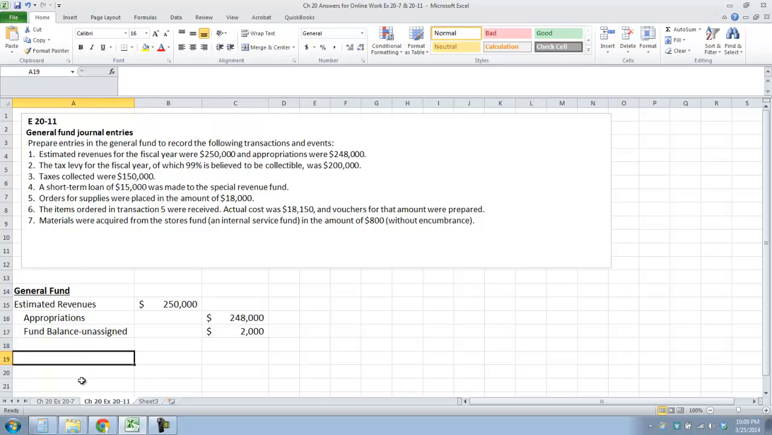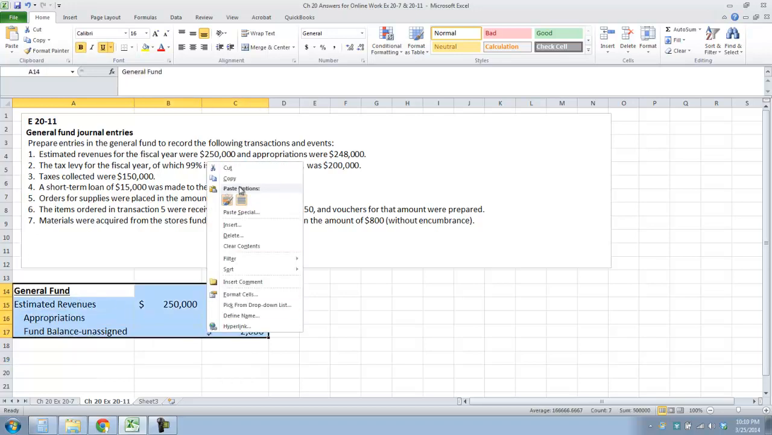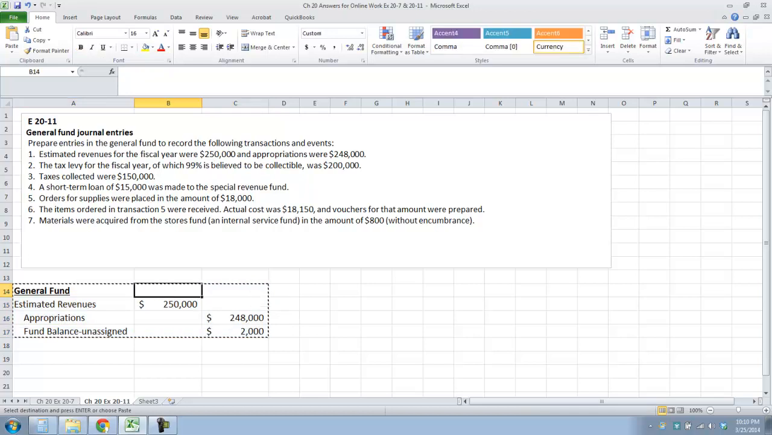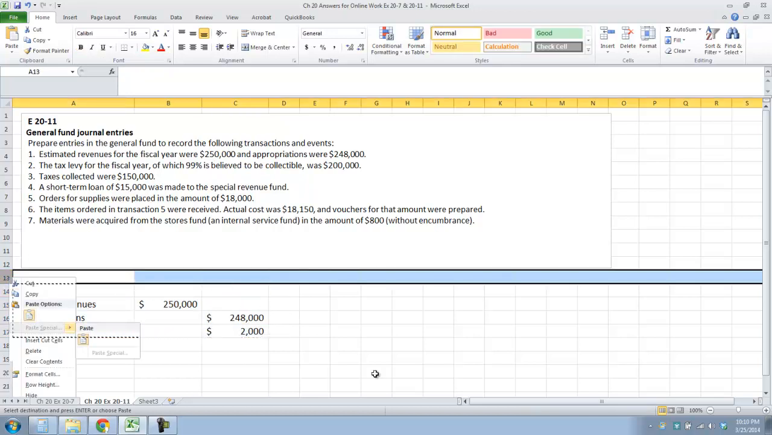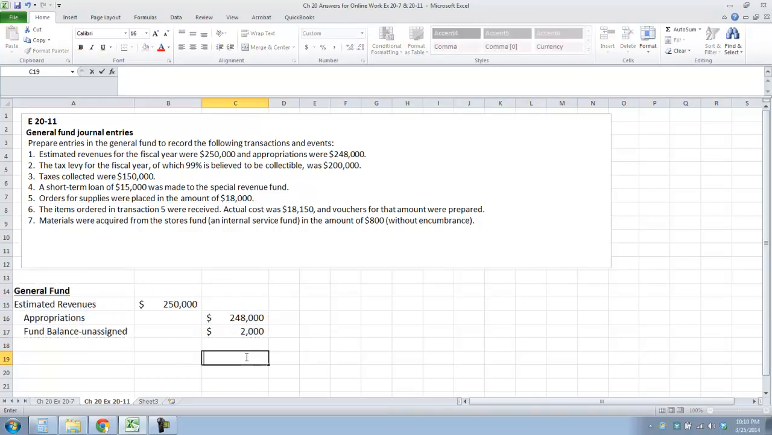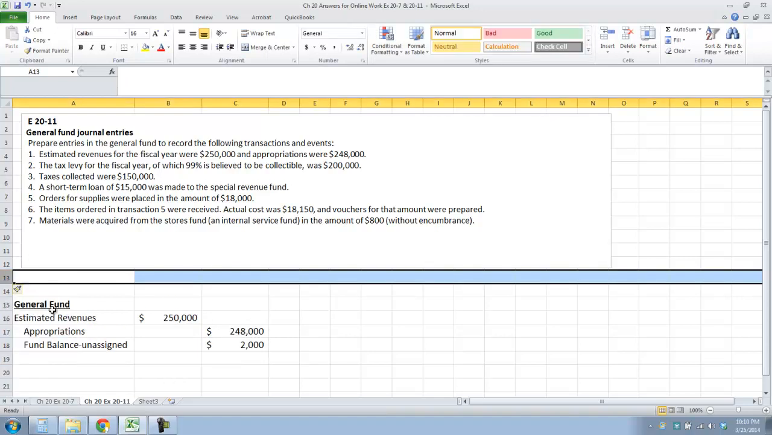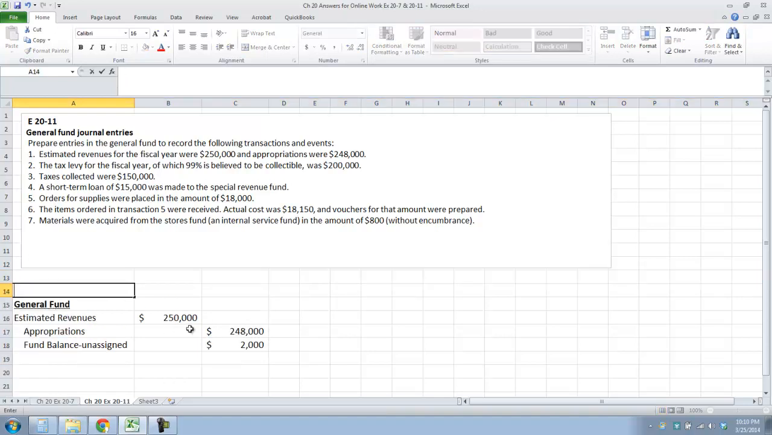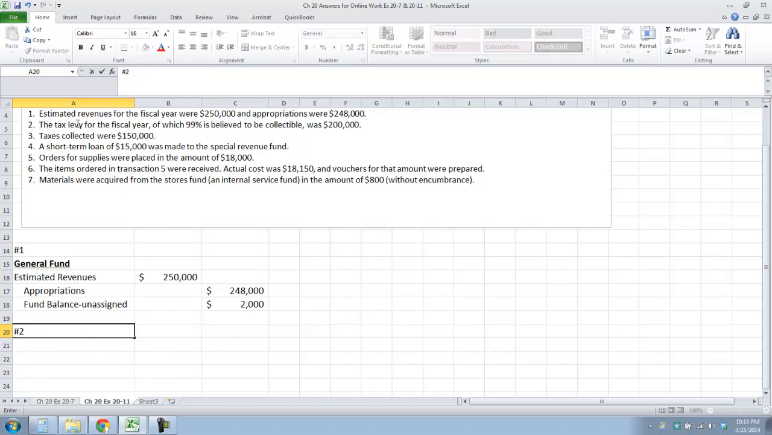Number two, the tax levy. Let me just fix this so I can label it. Insert. Number one. Alright. Number two, the tax levy for the fiscal year, of which 99% is believed to be collectible, was $200,000.